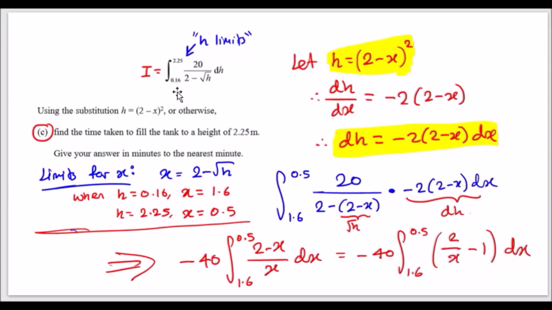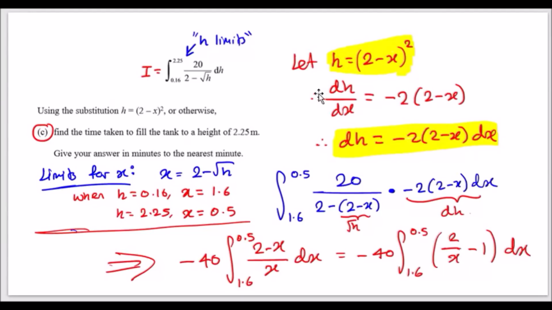Because remember, these are h limits. We need x limits. So rewriting this one and making x the subject, square rooting it, and then putting x on the left and root h on the right, we should get x equals 2 minus root h. So we can say, when h is 0.16, x is 1.6 in the calculator. So you plug it in, and when h is 2.25, you get another value for x. And let's put that in, and then we just update these values here with the x limits, and then substitute everything back in. So we're going to have 20 over 2 minus root h. Root h becomes 2 minus x, because remember, you just make root h the subject, guys.